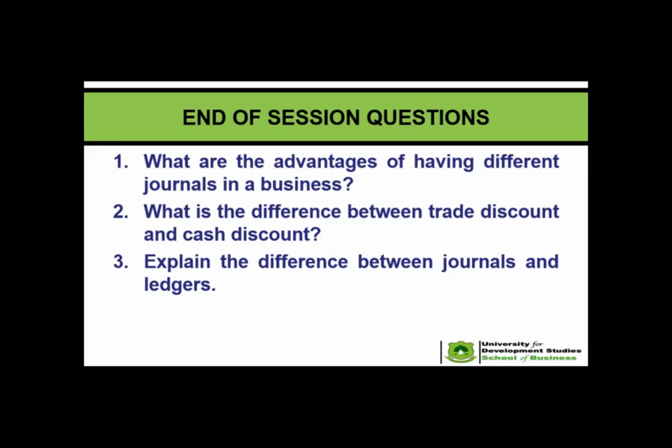Okay. And the trade discount, yes, the quantity. So when you buy in bulk, or you buy in large quantities, you are given a trade discount. But when you buy and you are making prompt payment, cash payment, then the discount they give to you for cash on the spot is what we refer to as cash discount.